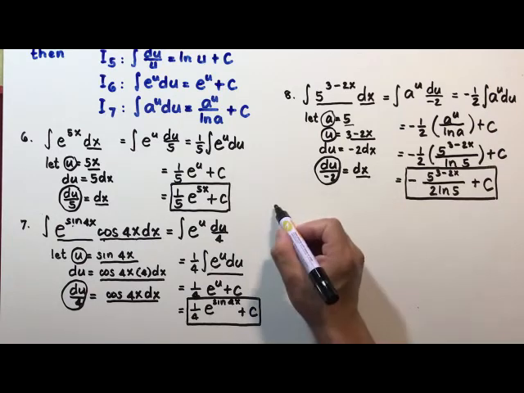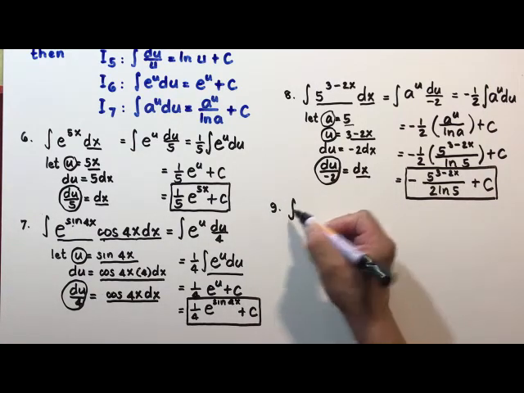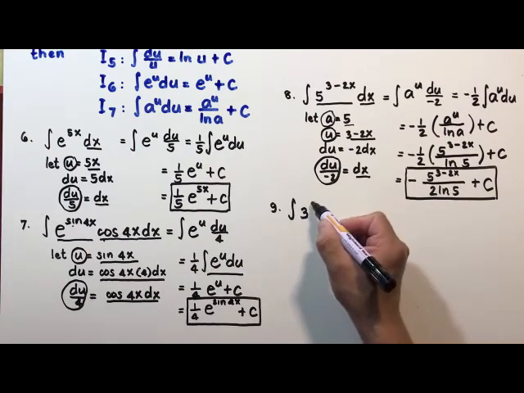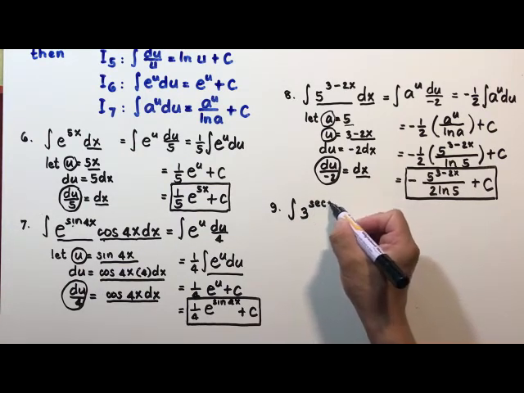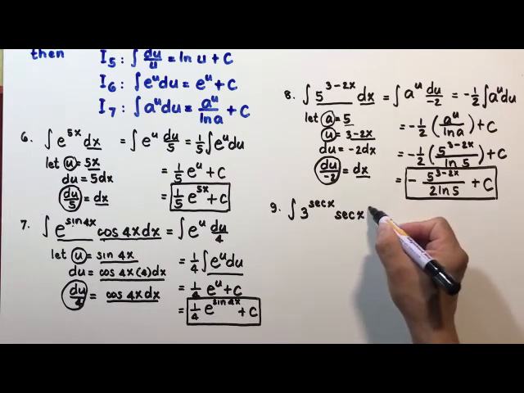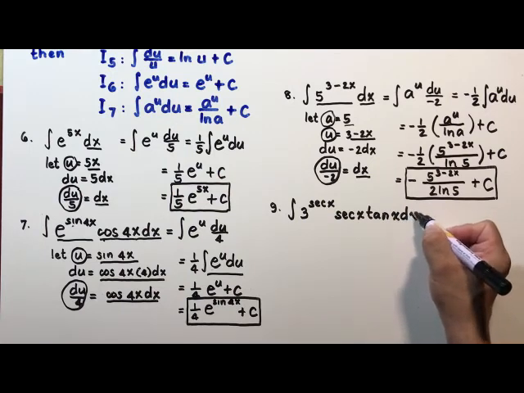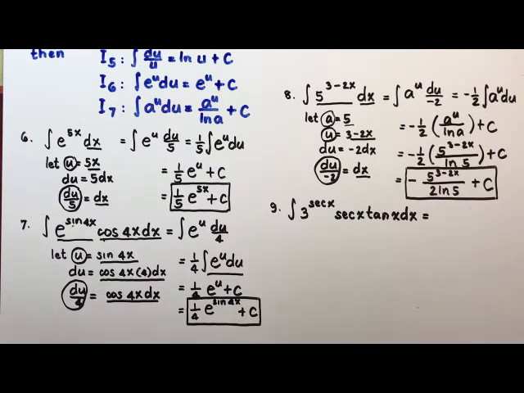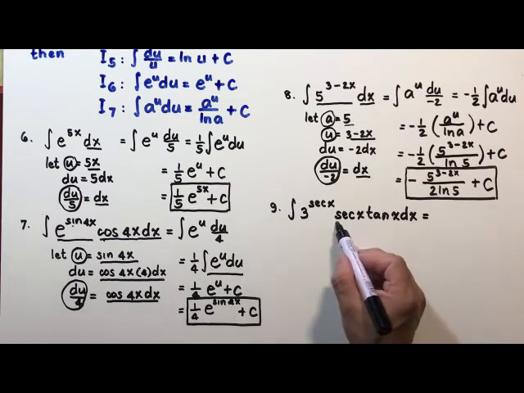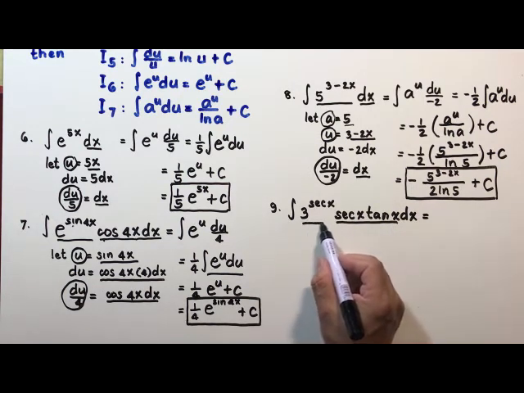So let's proceed to example number 9. What is the integral of 3 to the exponent of secant x times secant x tangent x dx? Now, you see here that our integrand is a product of two kinds of functions. We have trigonometric functions, and we have also an exponential function.